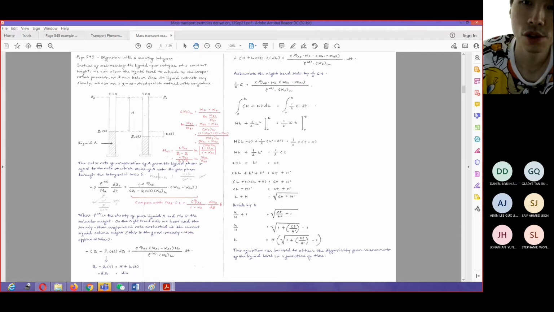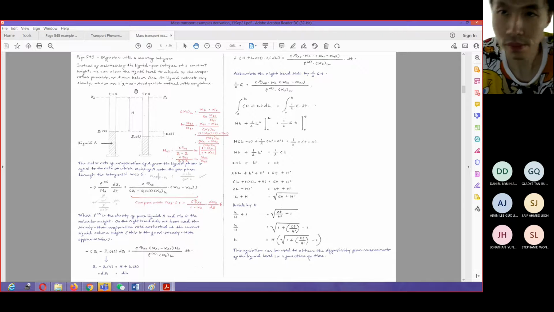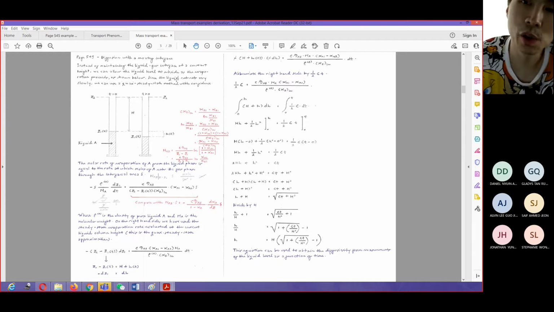So you don't really worry too much about why I put it in such a way. I will explain it later on. If the liquid retreats, meaning the liquid level diminishes very slowly, then we can use a method called the quasi-steady state method. A quasi-steady state method works for transient systems where the change in the transient variable is small with respect to time.